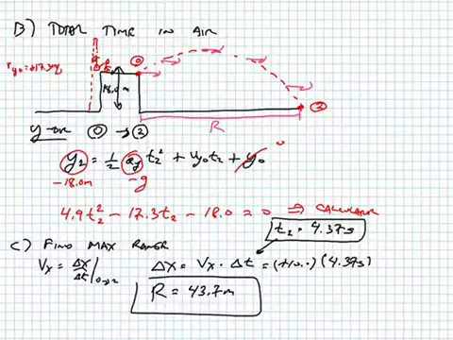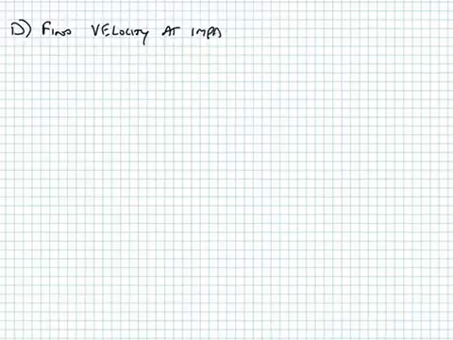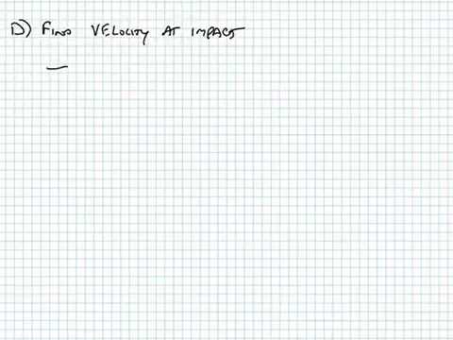Okay, and then the last thing I want to do in this example, in part D, is find the velocity at impact. This is actually just a little bit trickier than ground to ground, and here's why.